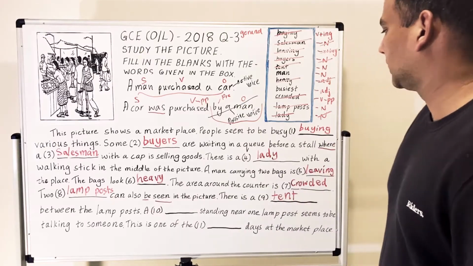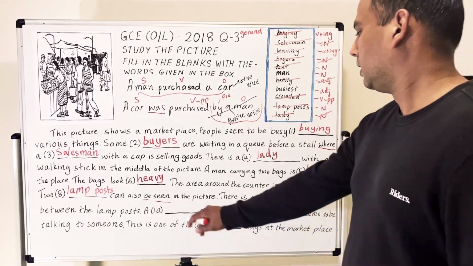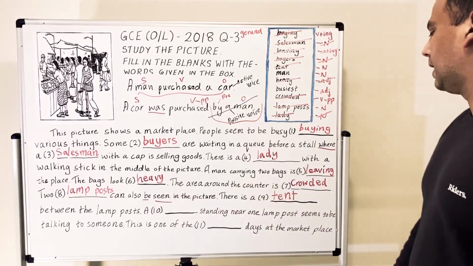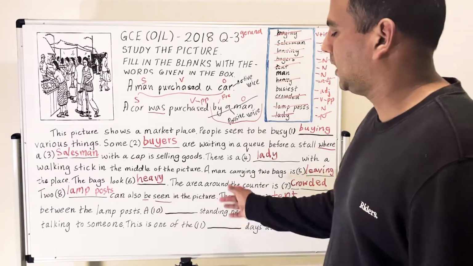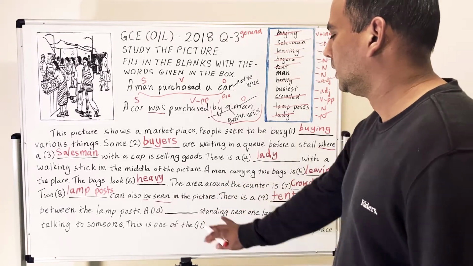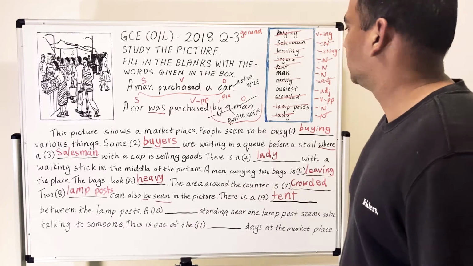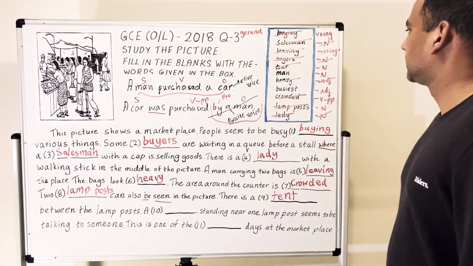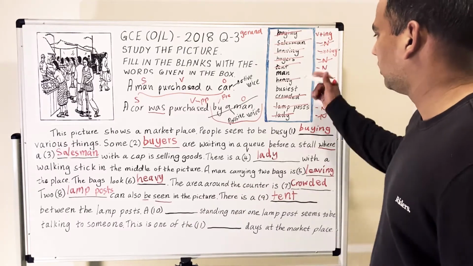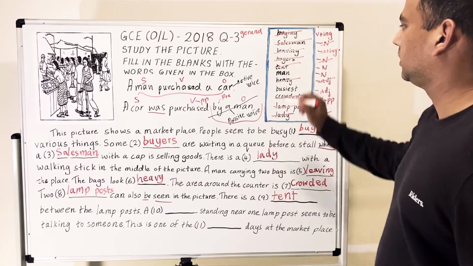So let's move on to the next one. Standing near one lamppost. So someone is standing, again an active voice sentence. They are saying about someone standing. So let's see who is standing. Can you see anything? You have only two choices left. One is busiest, the other one is man.